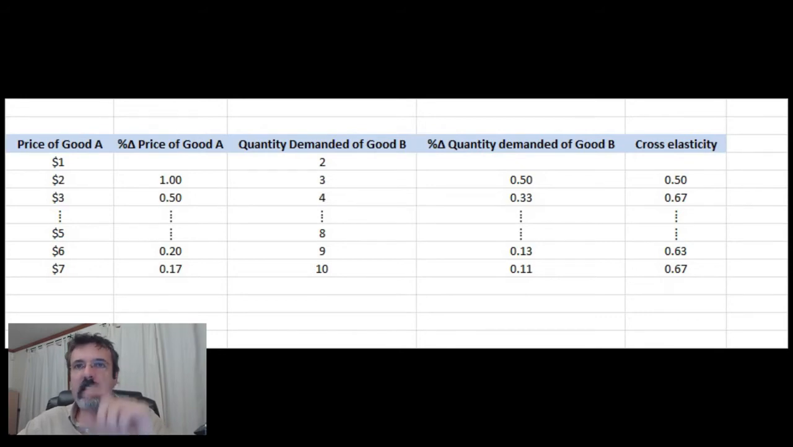And then to the right of that, we've calculated the percentage change in the quantity demanded of good B. The cross elasticity is the percentage change in the quantity demanded of good B divided by the percentage change in the price of good A. So for example, that first number, the cross elasticity is 0.5, that's 0.5 divided by 1. The second one's 0.67, this is 0.33 divided by 0.5. So here are the various cross elasticities.